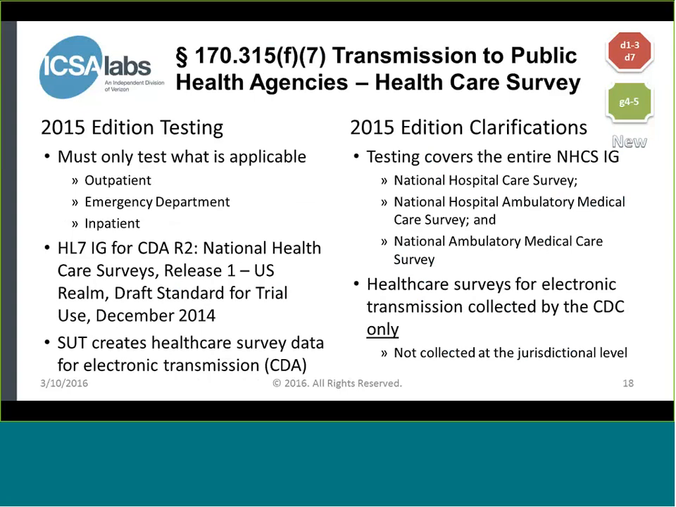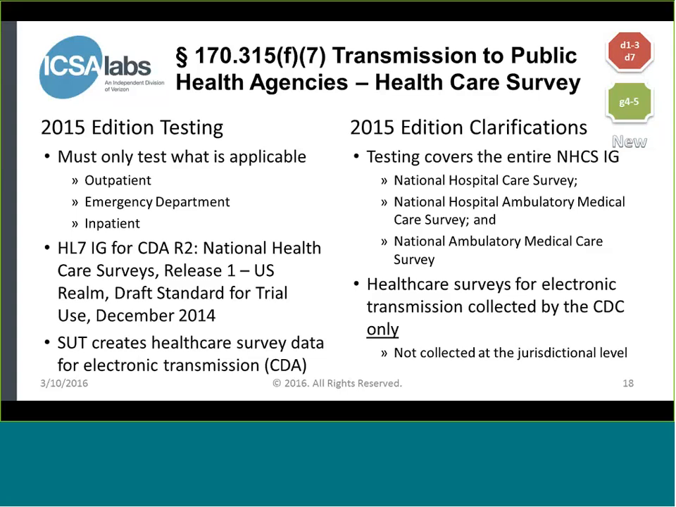Last in the public health domain is healthcare surveys, so this is also a new criterion. The first thing I want you to pay attention to is the first 2 bullets on each of these sections. So under the 2015 edition testing and 2015 edition clarifications portion, you'll notice that on the left-hand side, the test procedure says that you only have to test what's applicable, meaning you only have to test the healthcare survey that maps to the domain that makes sense for your system, which is outpatient, ED, or inpatient.